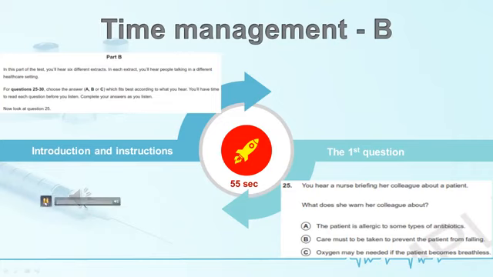Let's hear this sample. Part B. In this part of the test, you'll hear 6 different extracts. In each extract, you'll hear people talking in a different healthcare setting. For questions 25 to 30, choose the answer A, B, or C, which fits best according to what you hear. You'll have time to read each question before you listen. Complete your answers as you listen. Now look at question 25. You hear a nurse briefing her colleague about a patient. Now read the question.